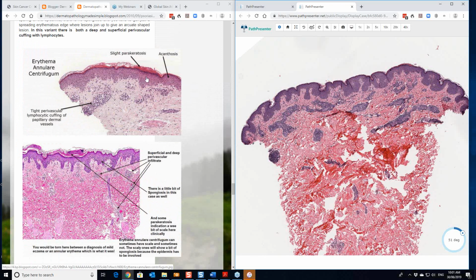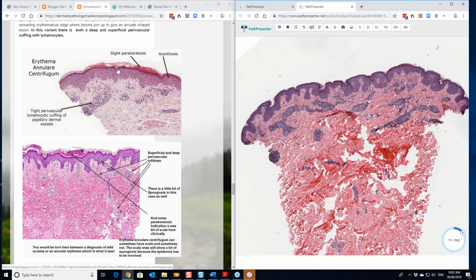This was our example here: slight parakeratosis, a bit of acanthosis, tight perivascular infiltrate. And this is normal orthokeratosis. Now you can see how you might wonder, okay, alternating ortho and parakeratosis. Could this be a fungal infection?